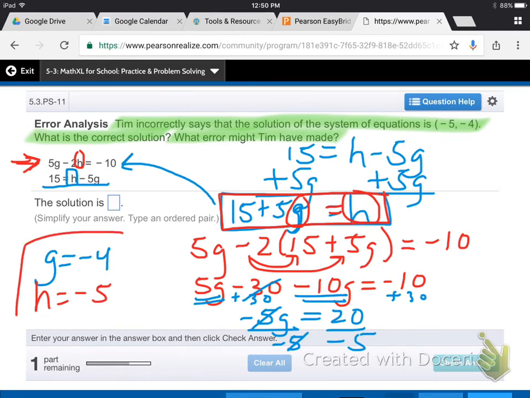Now, these are our two coordinates. Tim said it was -5, -4, but that's in reverse alphabetical order. That's h, comma, g. We probably want to write it in alphabetical order, which is g, h. So we would write down -4, -5. That would go right there.